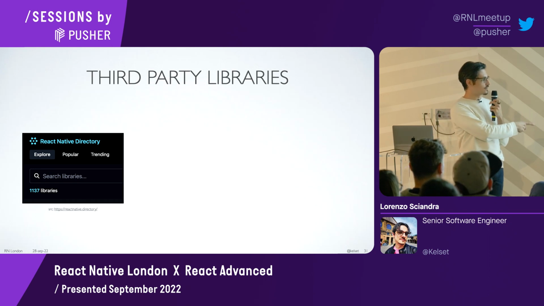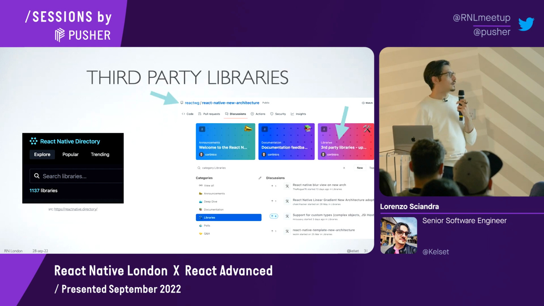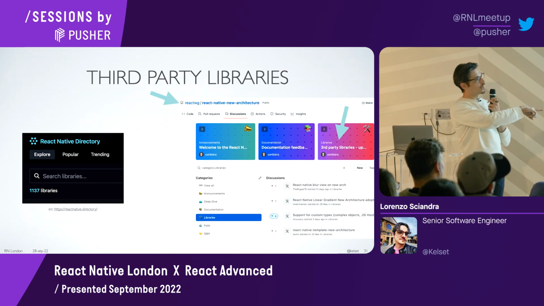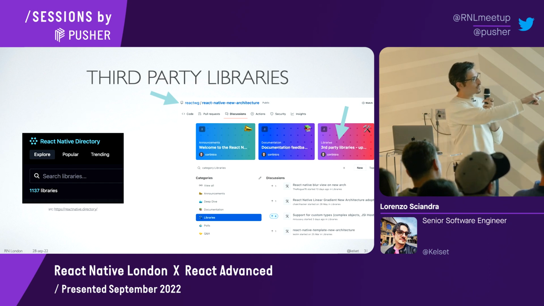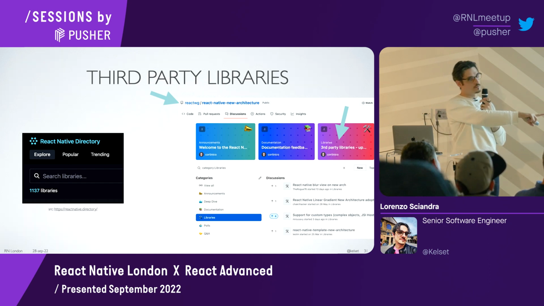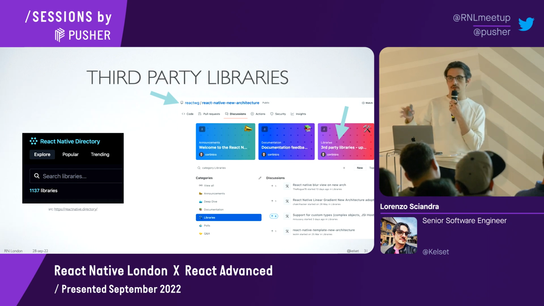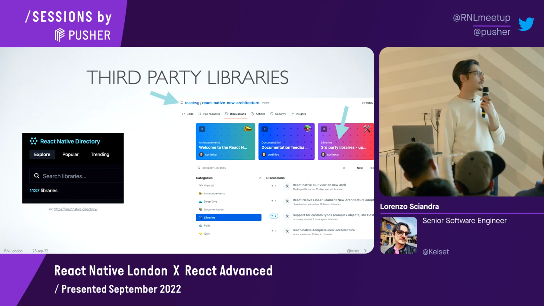Currently it has over 1,000 libraries in it. If you go into the React Native New Architecture Working Group, what Nicola was mentioning earlier, there's a dedicated pinned discussion about the third-party libraries. So kind of like what the slide Nicola was showing earlier is about.